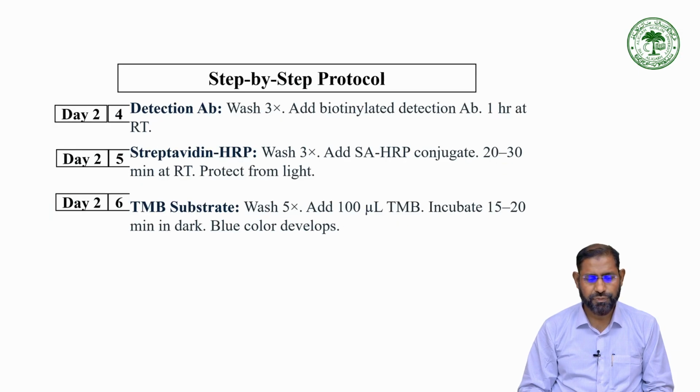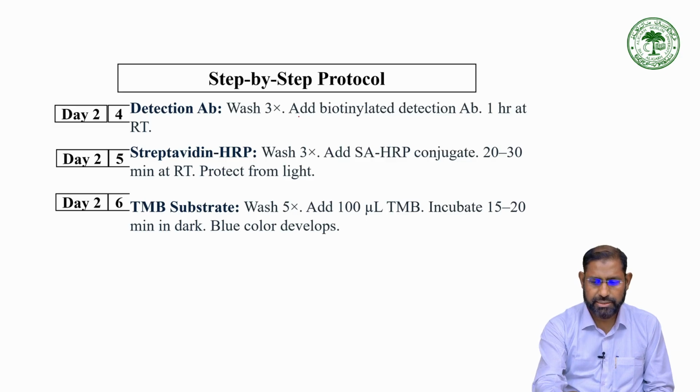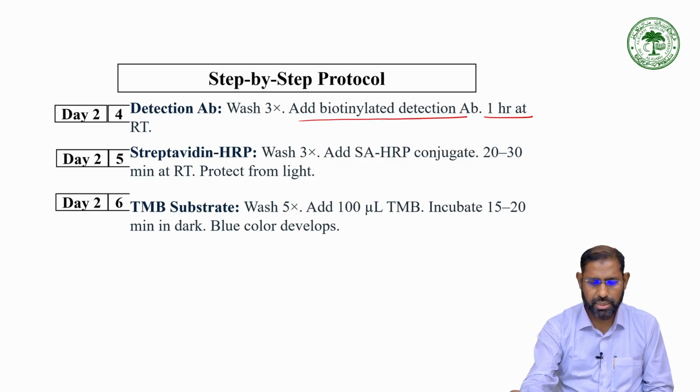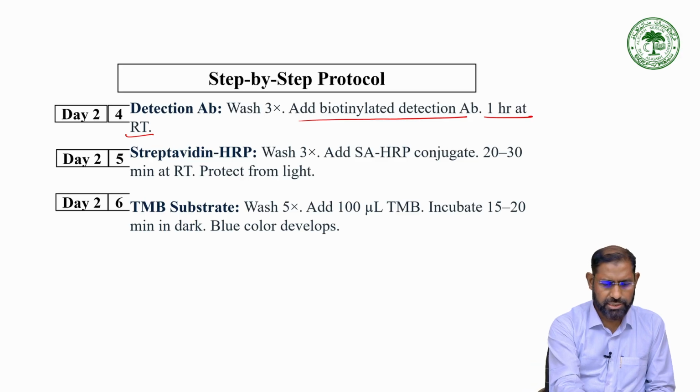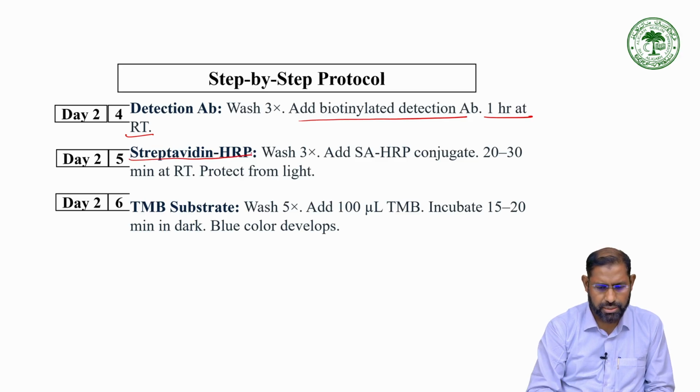Day 2, step 4, detection antibody. Wash 3 times to remove the non-specific binding. Then add biotinylated detection antibody for 1 hour at room temperature. Then we have to add streptavidin HRP, and then we wash 3 times.